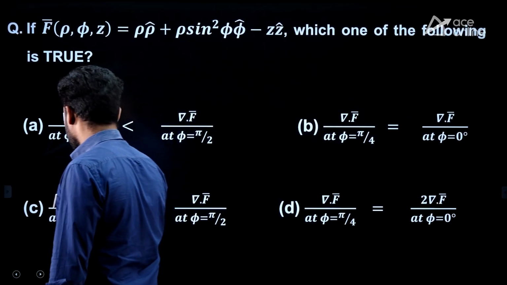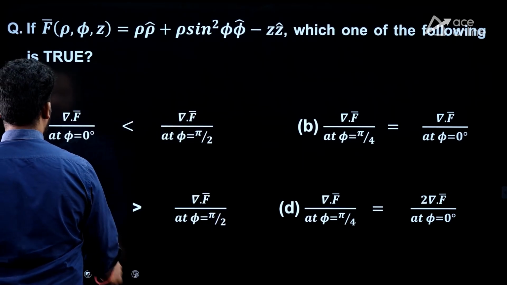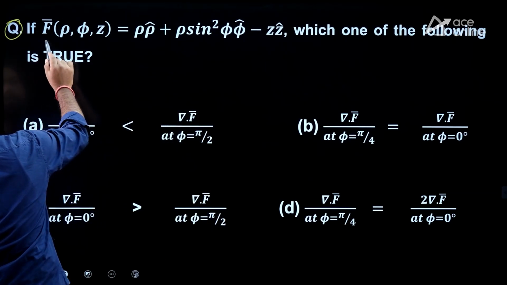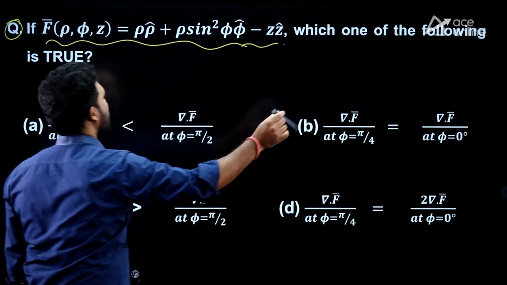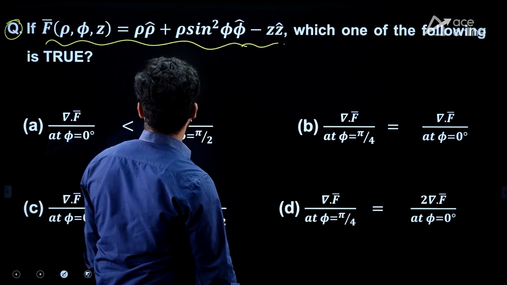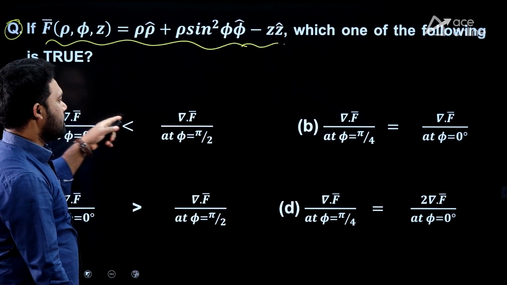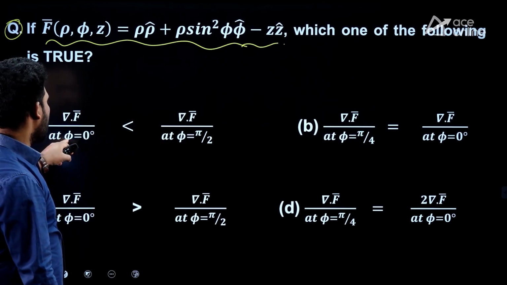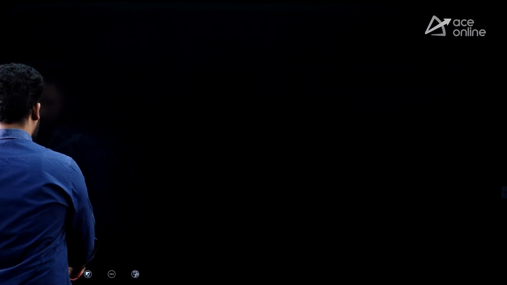Let us have one more question. Here is a question, guys. Only thing is, this kind of question you can find out with the formula. So f of rho, phi, z is equal to rho cap plus rho sin square phi phi cap minus z z cap. Which of the following is true? Here it is in the cylindrical coordinate system, and it is asking at three different points: at phi is equal to 0, pi by 4 and pi by 2. Fine. So find out its divergence, guys.